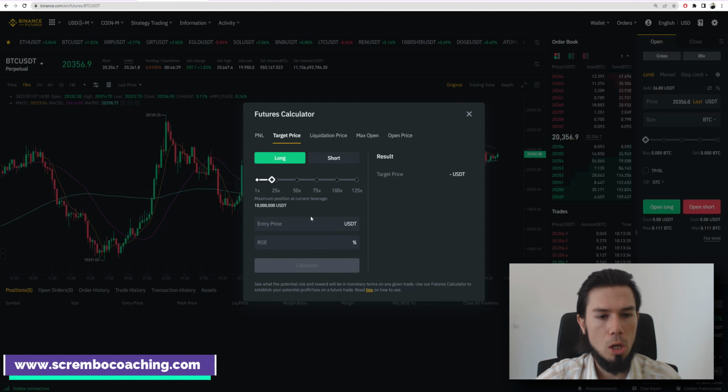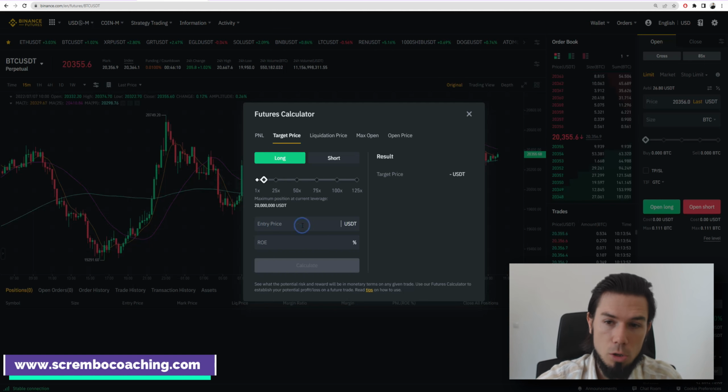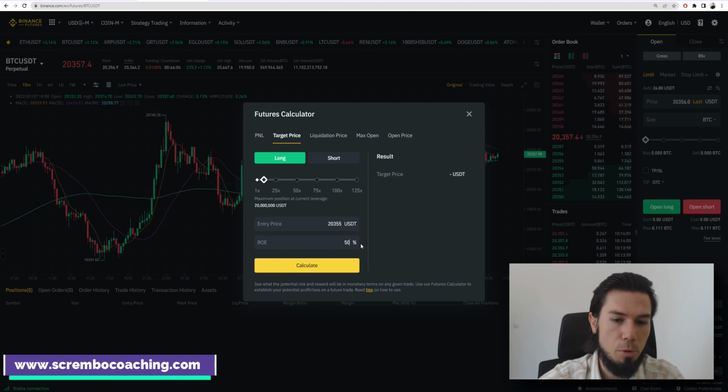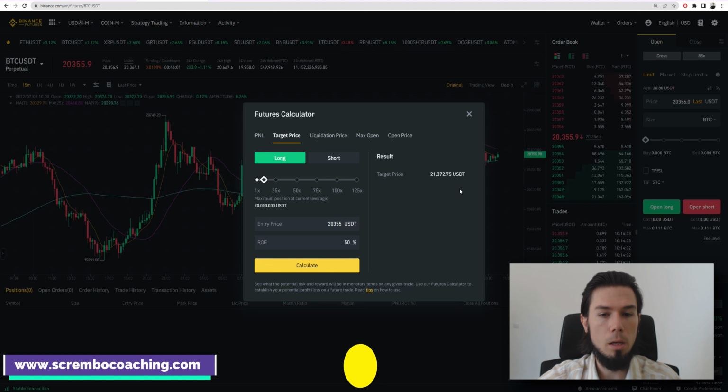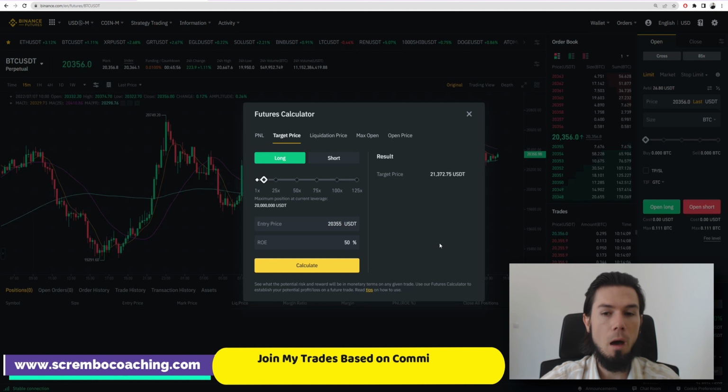Going forward, target price. Well, in this case scenario, we are talking about a feature which allows us to see the return basically in terms of what kind of target price do we want to approach. For example, if I go on a 10x leverage once again and I have an entry 20,355 and I'd like a return of 50%, then the target price will be 21,372. So if I want to make 50% on my margin with such leverage of 10x, then I need to target this specific price.